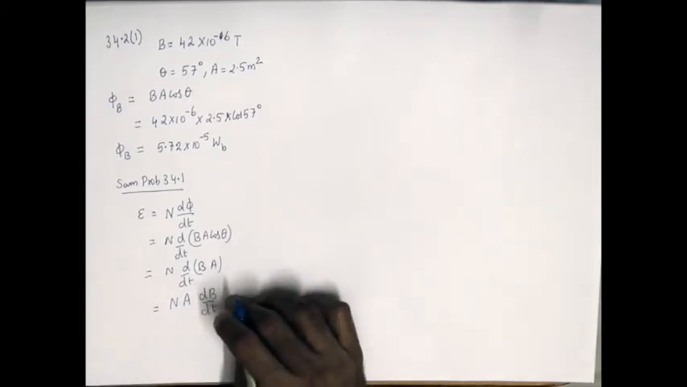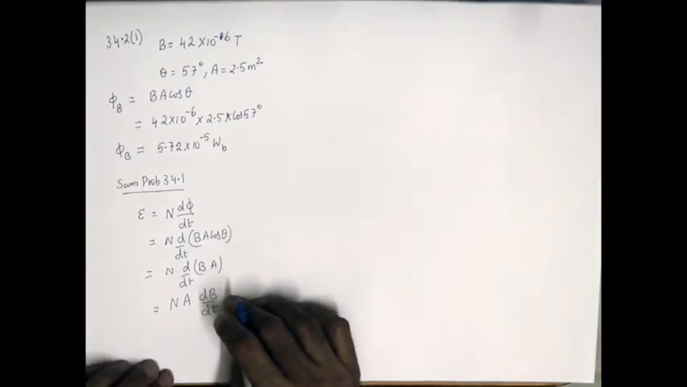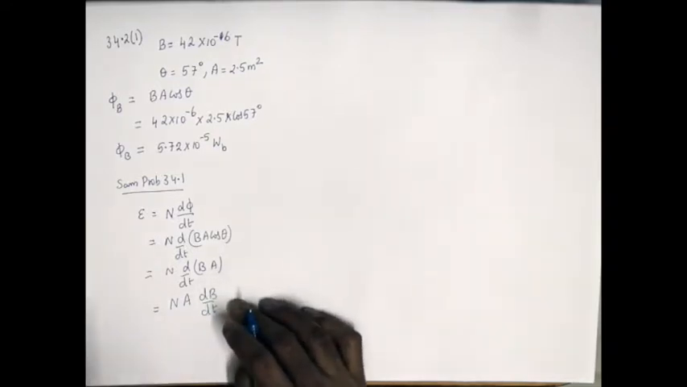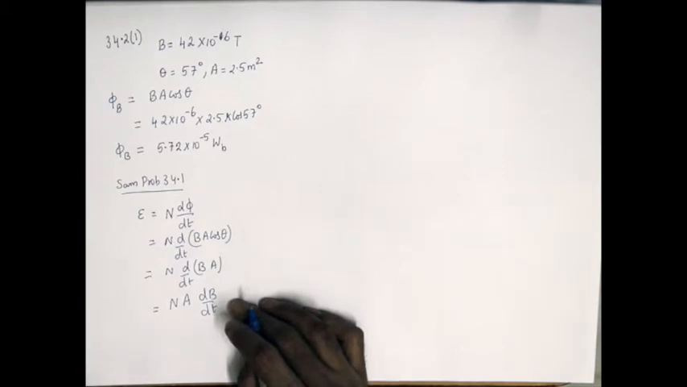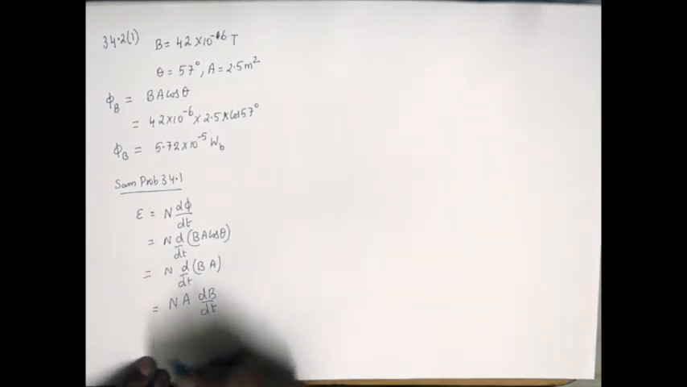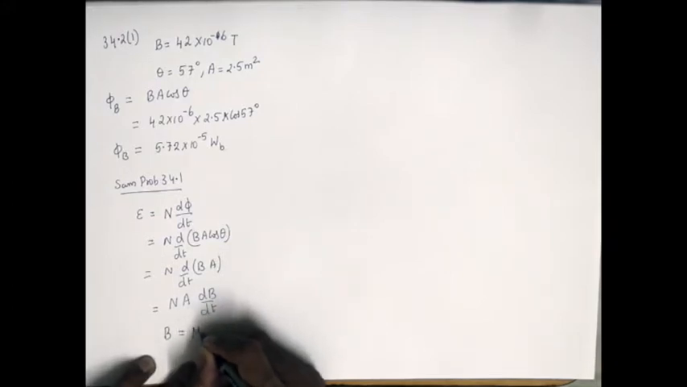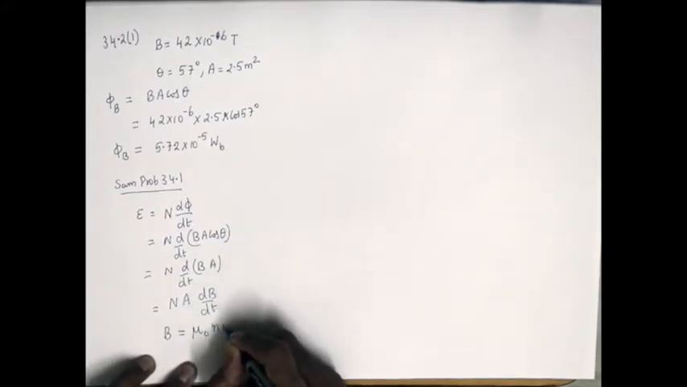But what is this B? B is the magnetic field produced by the solenoid S. And we are going to assume that solenoid S is an ideal solenoid. So therefore the magnetic field produced by the ideal solenoid is given by the formula mu 0 small n into I.